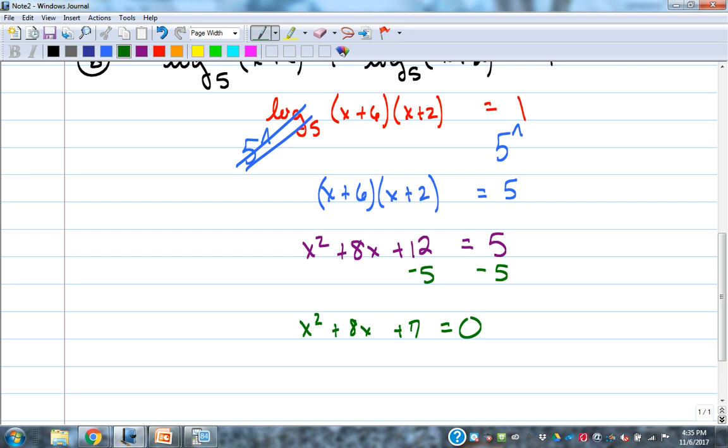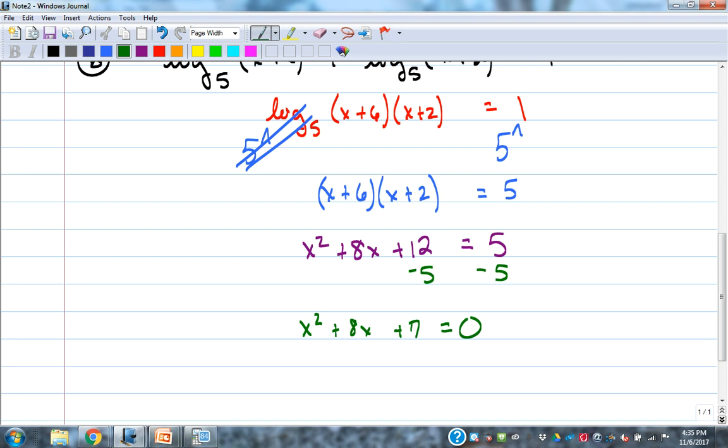Factoring, square roots, quadratic formula. I don't think square roots is an option on this one because of the 8x in the middle. If it were just x squared and 7, yeah, perfectly good option. But the 8x in the middle messes that up, unless you want to do completing the square, which nobody wants to do because it takes forever.